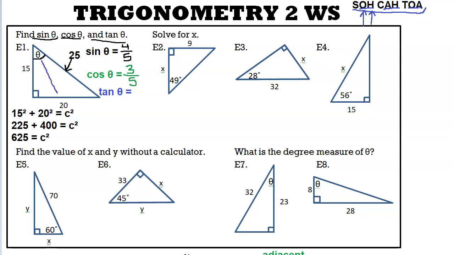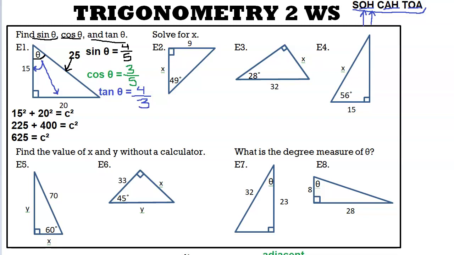So if you do the opposite, you get 20. If you do the adjacent, you get 15. So you get 20 over 15. And then, like I said, I'm going to save myself some room, and I'm going to erase it and reduce. I just want you to rewrite it, and you would get 4 over 3. Okay.